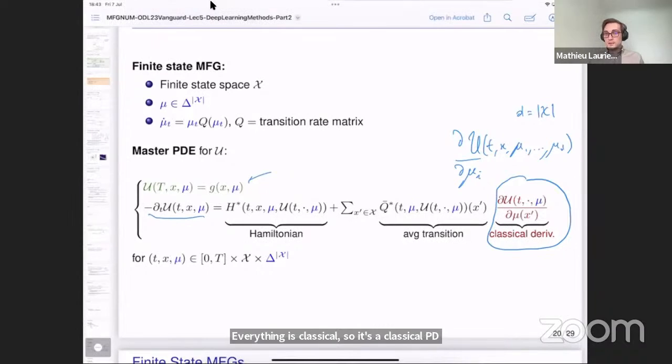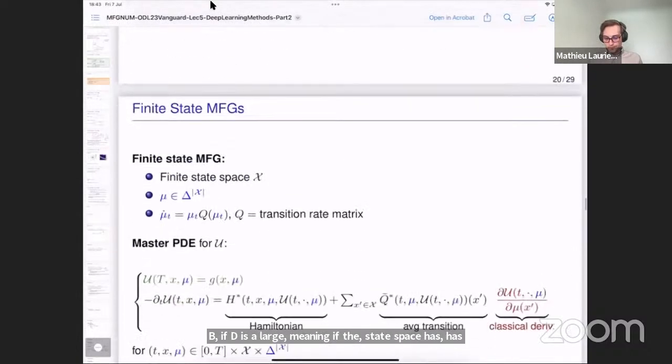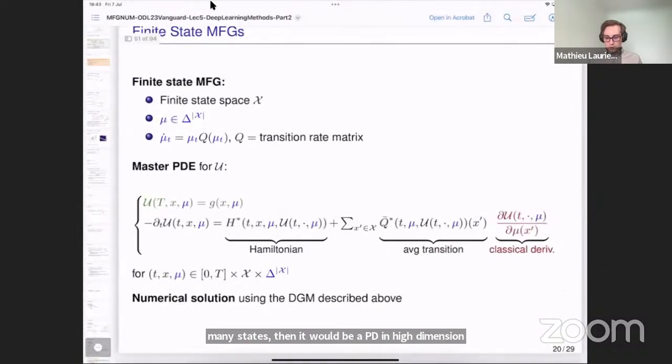But if d is large, meaning if the state space has many states, then it will be a PDE in high dimension. So this is a motivation to use the DGM method. And I'm not going to write the loss, but it's exactly, we mimic what we did in the previous case for this PDE.